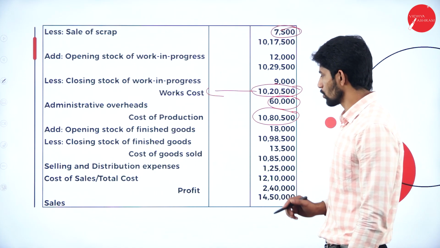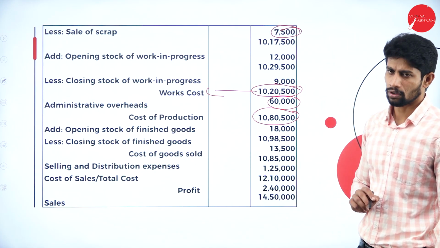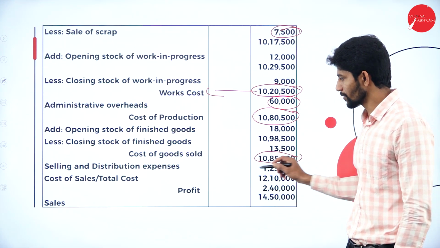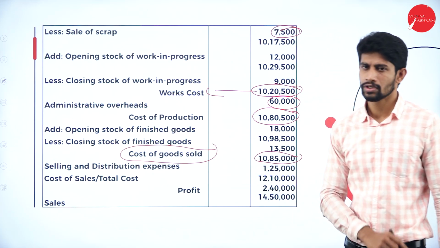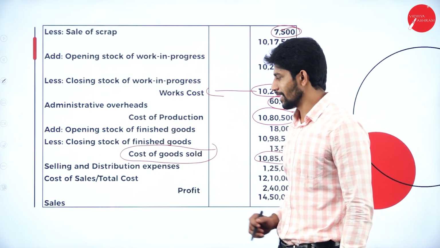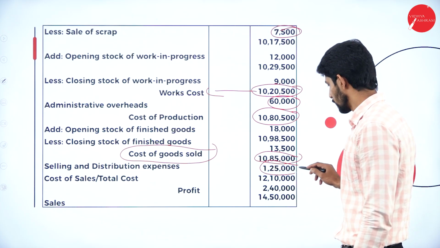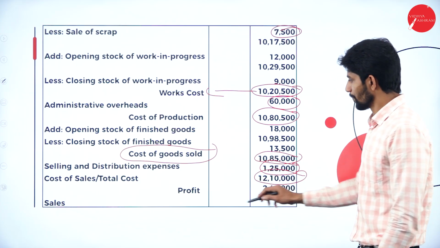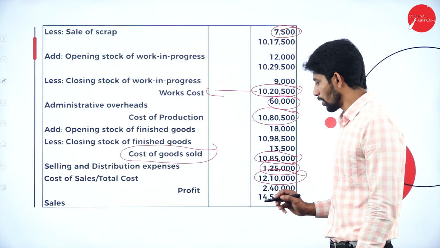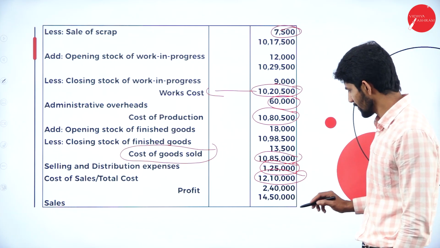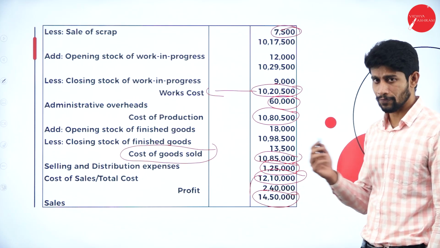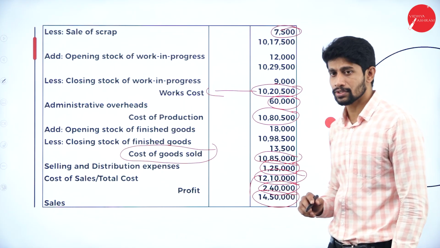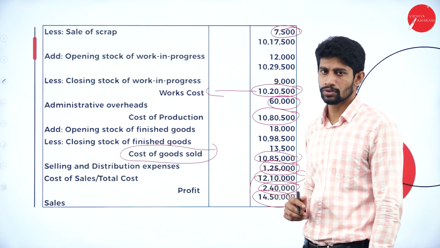Next, add opening stock of finished goods less closing stock of finished goods. After doing this, you're going to get rupees 10,85,000. This value is called cost of goods sold. So for that, add selling and distribution expenses of rupees 1,25,000. You will get 12,10,000. This 12,10,000 is called what? Total cost. So for total cost, add profit. So profit is not given, sales is given, 14,50,000. Difference between the sales and total cost is rupees 2,40,000. This 2,40,000 is called what? Profit. So this is how we are supposed to solve the problem.